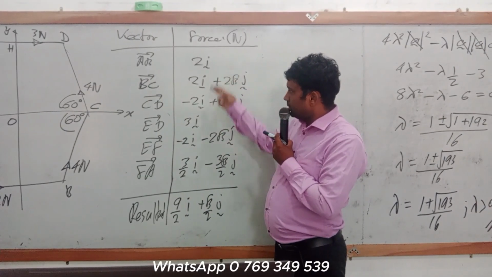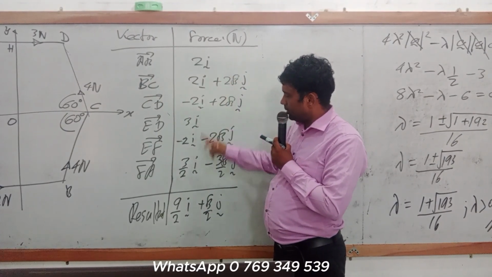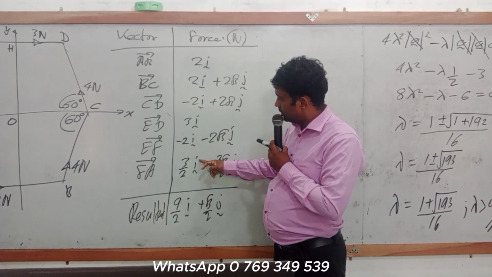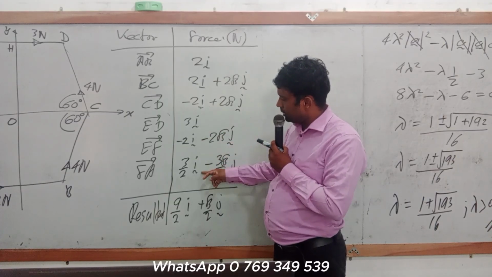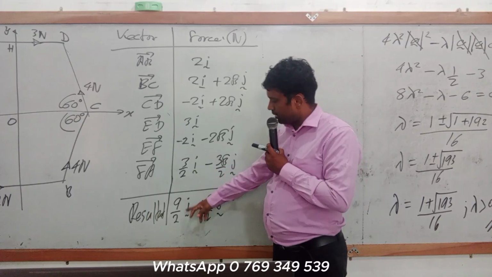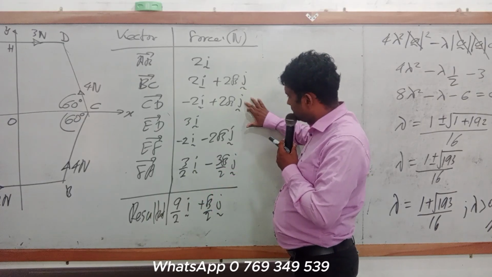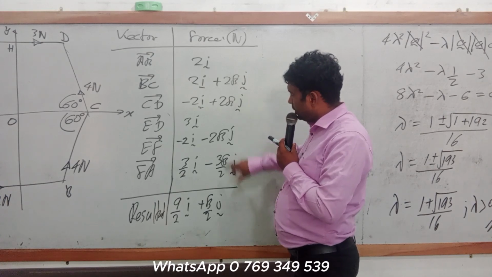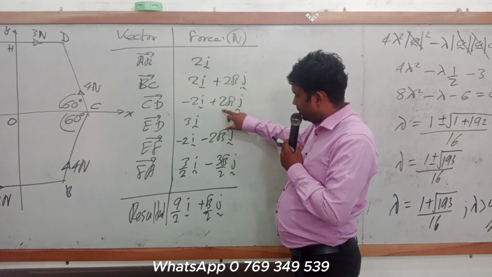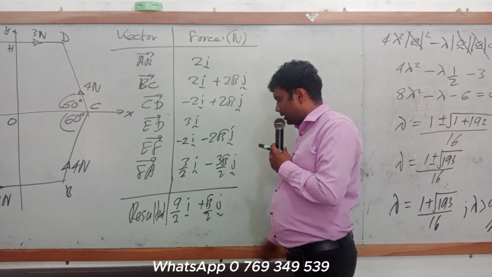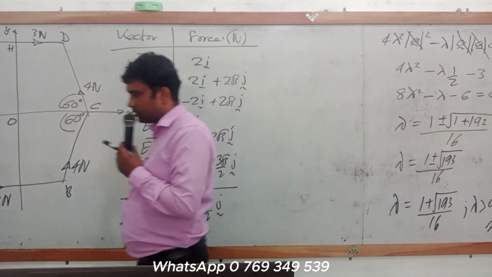Check again. These two cut, and two of this one. 3 plus 3 over 2 is 9 over 2, right? That is okay. These two and these two cut, and two of these one. 2 times 2 is 4. 4 minus 3 is 1. 1 root 3 over 2 j. That is the resultant, right?